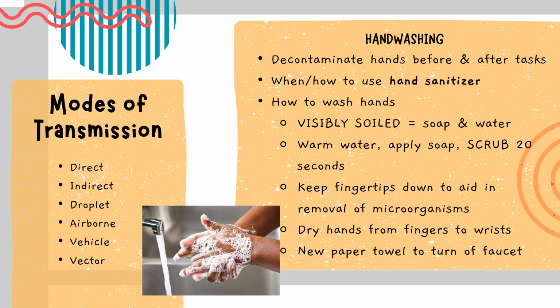So I have listed out here how to wash your hands. Anytime that your hands are visibly soiled, hand sanitizer is not going to cut it. So if you have visibly soiled hands, you need to do soap and water washing. You'll utilize warm water, applying that 3 to 5 mLs of soap, and scrub for 20 seconds in all those areas. You want to keep your fingertips down to aid in removal of microorganisms, and then you want to dry your hands from your fingers down to your wrists, and then toss it and get a new paper towel to turn off that faucet as well.